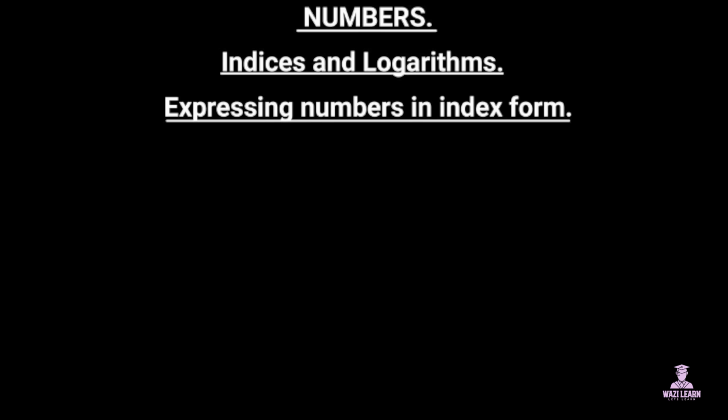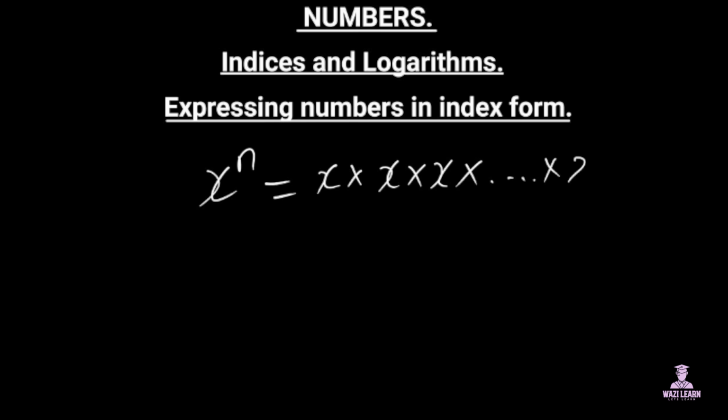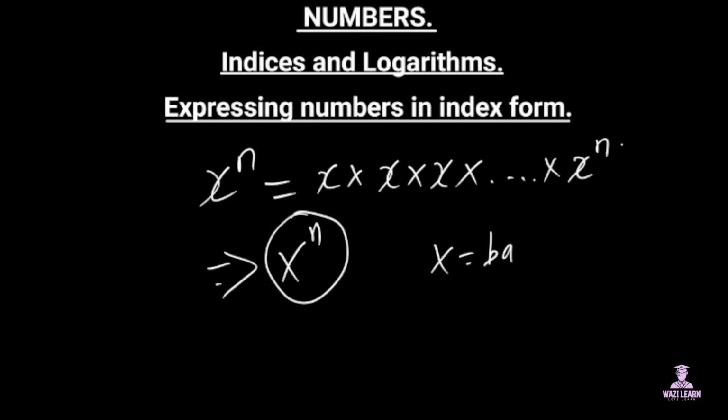Let's say we have a number x raised to n. This just means x is multiplied n times. So it will be x times x times x times x up to x raised to n. So x is multiplied n times. So in this case, when you have x raised to n, we say that this number is written in index form, meaning x is our base, and then n is our index.